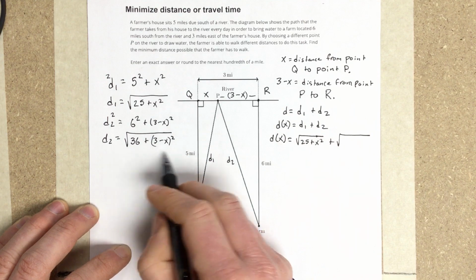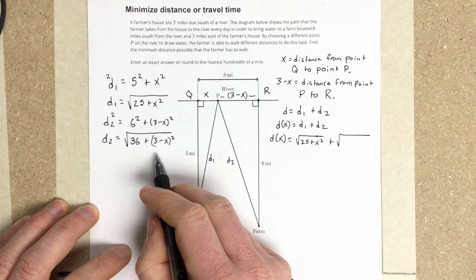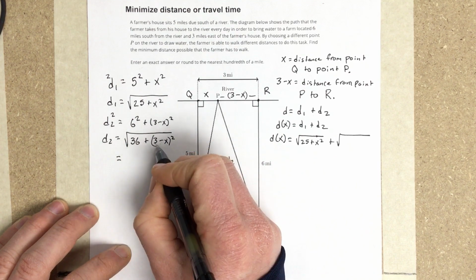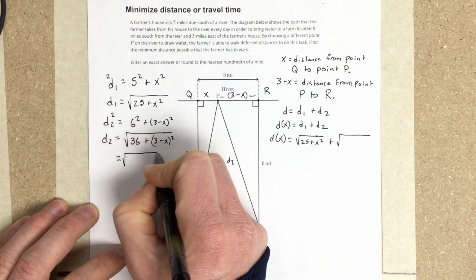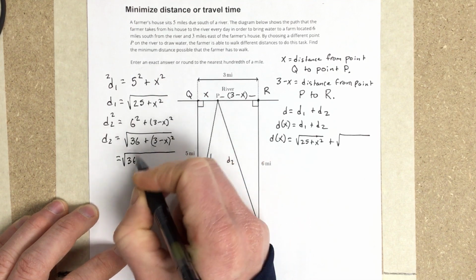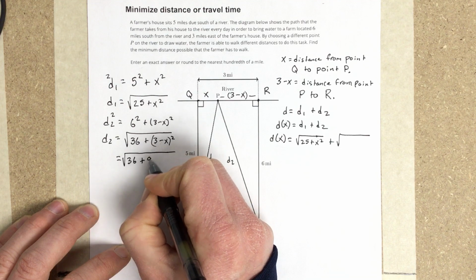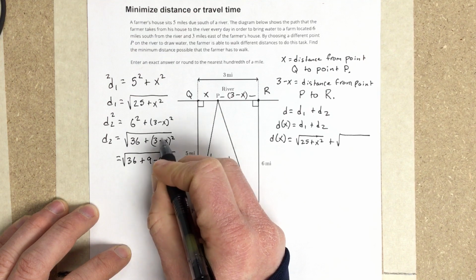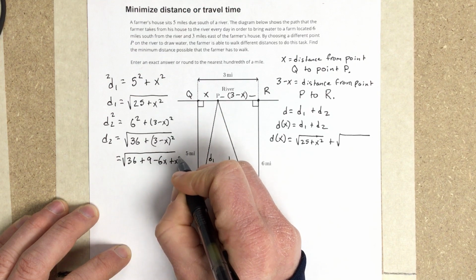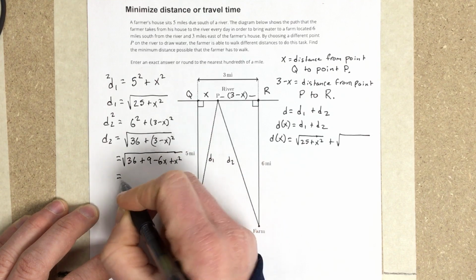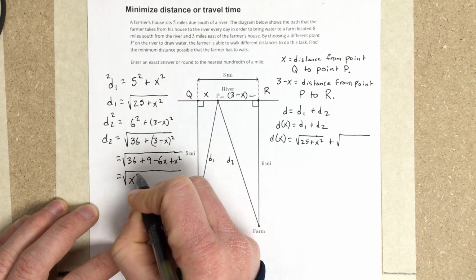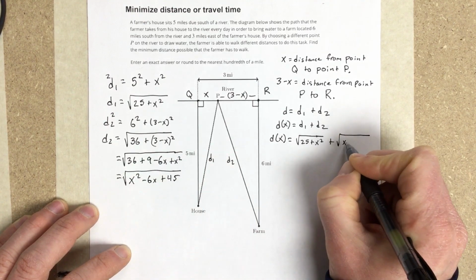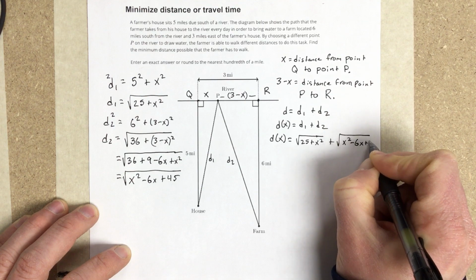I might multiply this out. Is that going to make my life easier? I think so. So we're going to write this as equal to root of 36 plus (3 minus x) times (3 minus x). 3 times 3 would be 9. Negative x times 3, we're going to do that twice, so that's negative 6x. And then we're going to take negative x times itself, so that would be plus x squared, which is going to give you root x squared minus 6x plus 45. So we're going to write that here, x squared minus 6x plus 45.